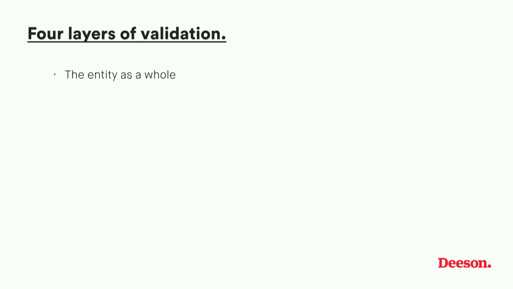There are four levels of entity validation. You can validate the entity as a whole. And in order to demonstrate this properly, let me first sketch a situation. Imagine there's four people standing in a queue. There's a lot of psychological quizzes like this that start like this, but imagine there's four people in a queue and they can only see the people in front of them.